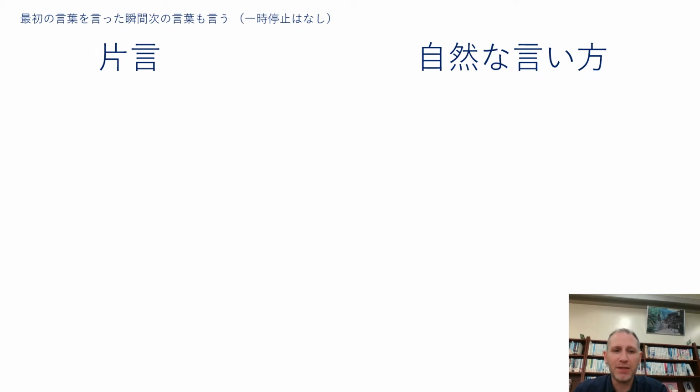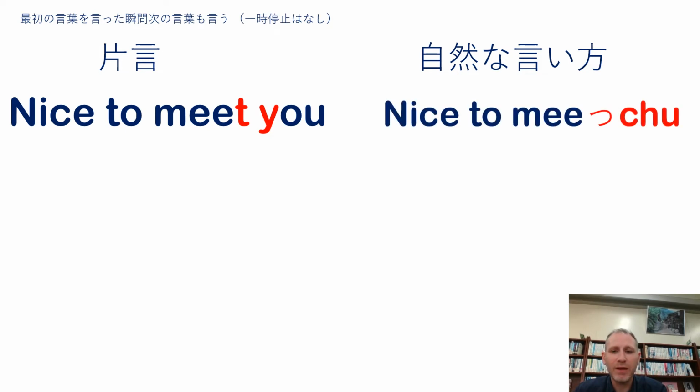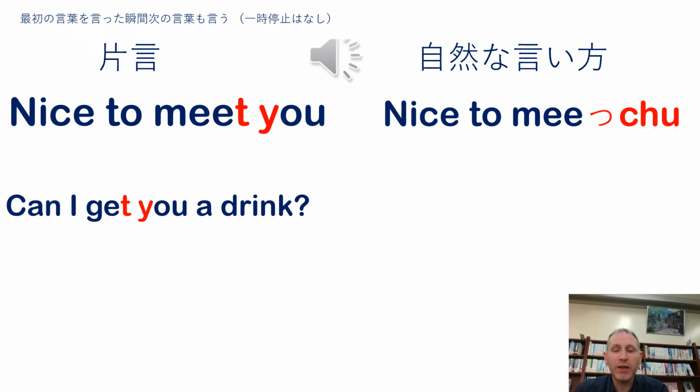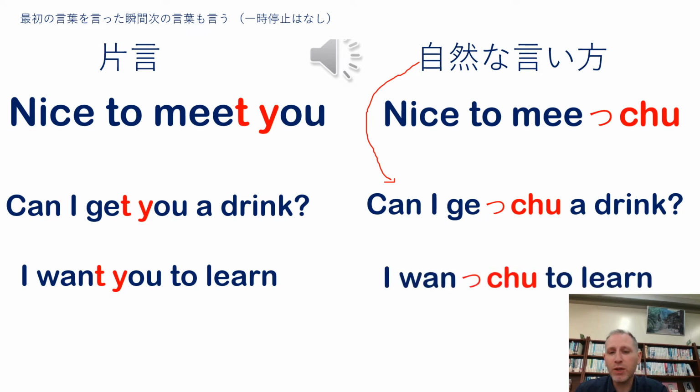Okay, let's move on. Next, again, a natural way of speaking instead of katakoto. Nice to meet you. So T followed by a Y actually sounds something like that. Nice to meet you. So often a T and a Y sound become like a chew. In this example, can I get you a drink? Well, when we go natural sounding, it changes. And the second example, I want you to learn. When it goes natural, it sounds something like this. Can I get you a drink? I want you to learn. So just practice those sounds for a few seconds, maybe a minute. Good luck.